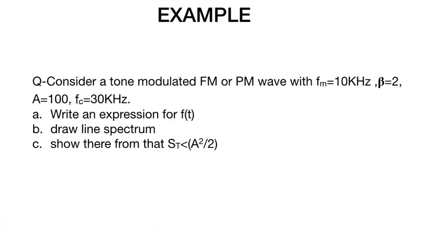Now consider this example. Consider a tone modulated FM or PM wave with fm 10 kHz, beta 2, Ac 100 and fc 30 kHz. Write an expression for x(t). Draw a line spectrum for beta 2 and show that the power S(t) is A squared by 2.